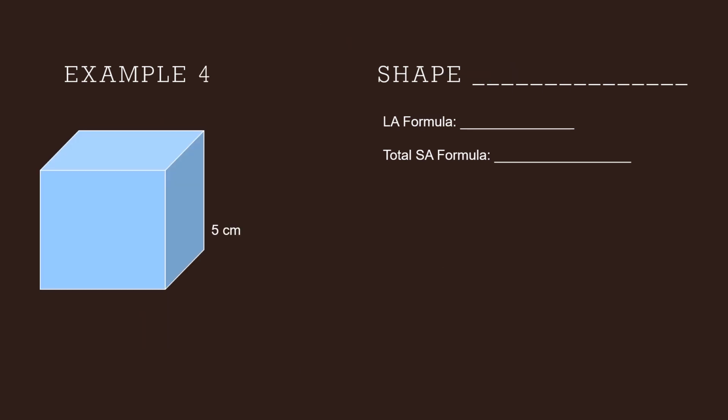Example 4, this one's a special case. This is a cube. This one's special because all the sides are squares. So for the formulas, it's going to be a little bit different. My lateral is just going to be 4 times the side length squared. Since all of them are the same, all my sides are 5. Nothing is different. And lateral is everything but the 2 bases.